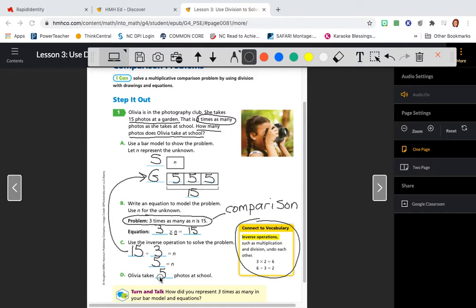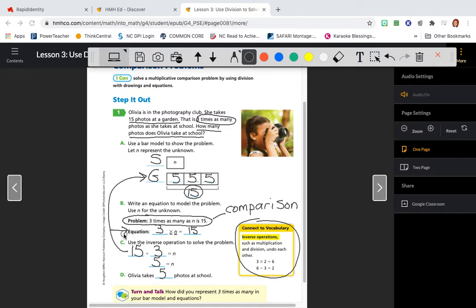So thinking about this, your bar model shows that you have 3 groups of a number is 15. So 3 groups of some number is going to equal 15. My equation, which is here, shows that 3 times a number is 15. And 15 separated into 3 groups is a number. Okay, so we're looking at how we represented 3 times as many in the bar model and in the equation.